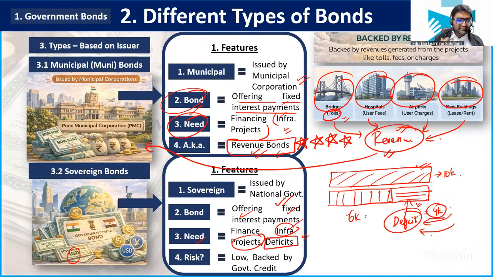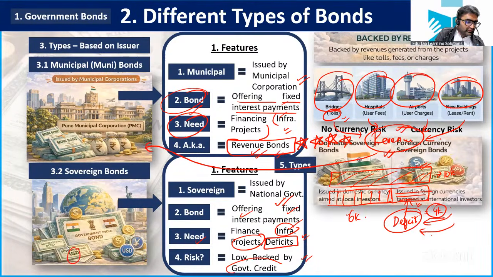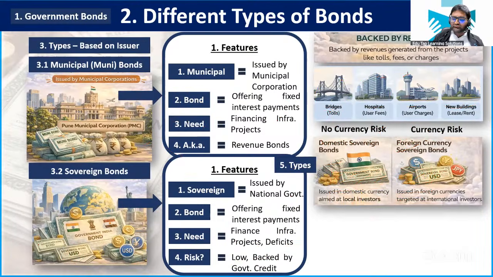Now is there any risk entailed as far as these bonds are concerned? The risk is very low. Sovereign bonds specifically, the risk is very low because they are backed by the government credit. Absolutely. So these sovereign bonds are actually issued in different currencies, like there are two kinds in this also.